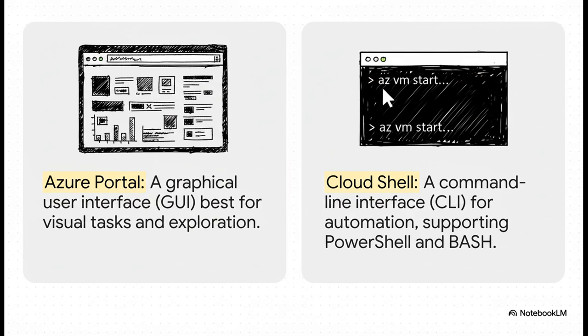Once you've got an account, you've got two main ways to talk to Azure. On the left, you have the Azure Portal. It's your graphical dashboard, a point-and-click interface. It's awesome when you're learning or you just need to quickly check on something. On the right, you have the Cloud Shell. Now, this is for the power users. If you need to spin up 100 virtual machines at once, you're not going to click 100 times in the portal. You're going to write one simple script in the Cloud Shell.